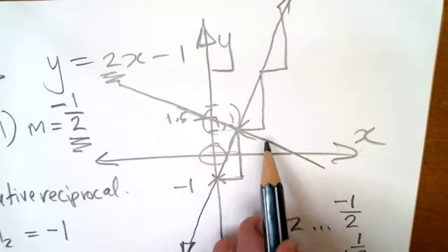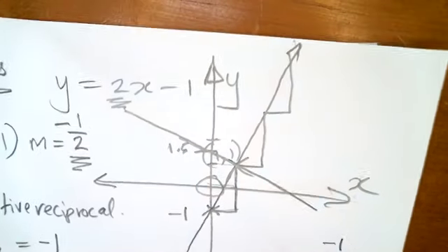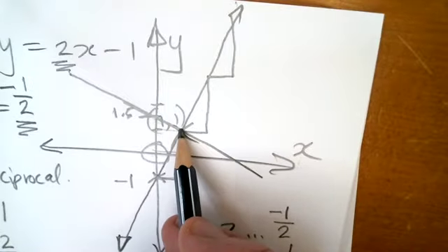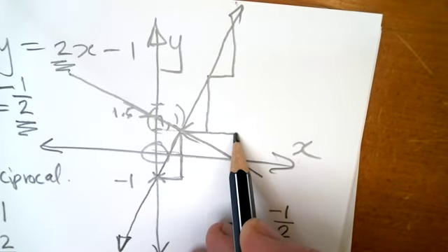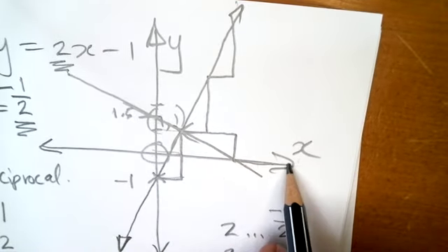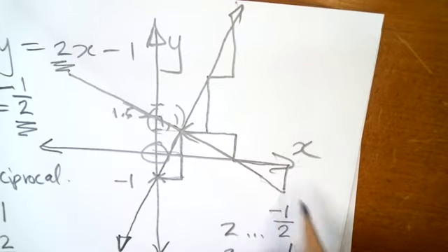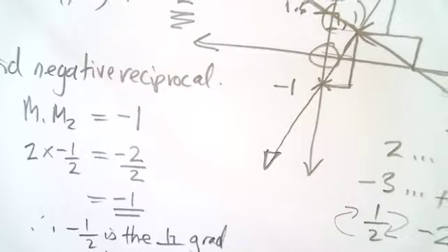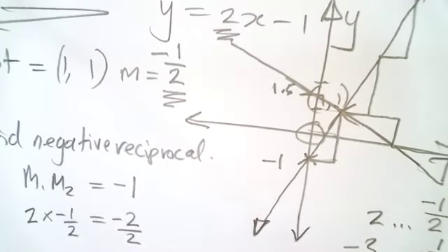And notice the gradient now. It's going, in this case, 2 along, 1 down. 2 along, 1 down. Here it is, 2 along, 1 down, 2 along, 1 down. Here we are, so it does work. It is true. So that is finding a gradient, finding a negative reciprocal.